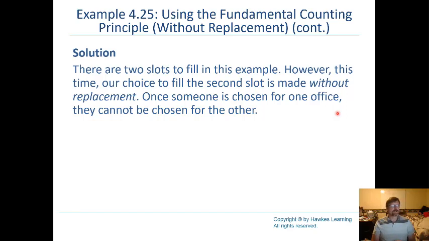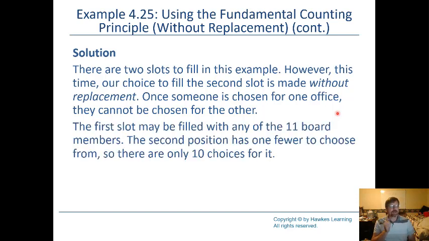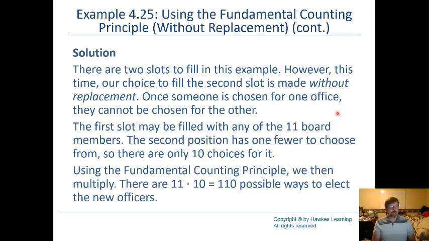Okay, we've got 2 slots. We're doing this without replacement, so once somebody's chosen for one office, they cannot be chosen for the other. We've got 11 choices for the first, then that only gives us 10 choices for the second. So it's 11 times 10, so 110 possible ways to elect new officers.